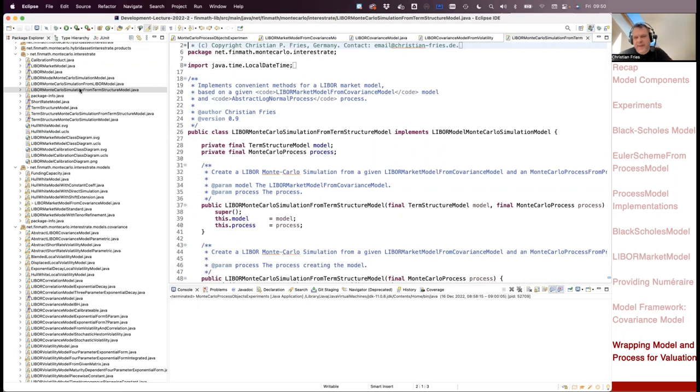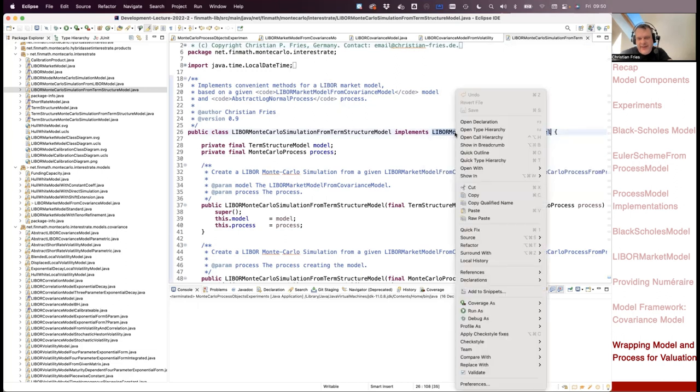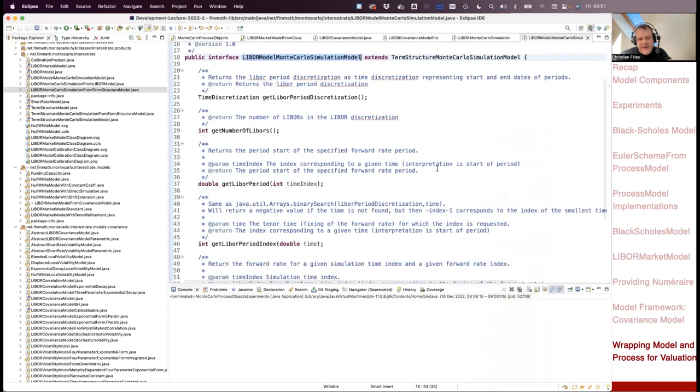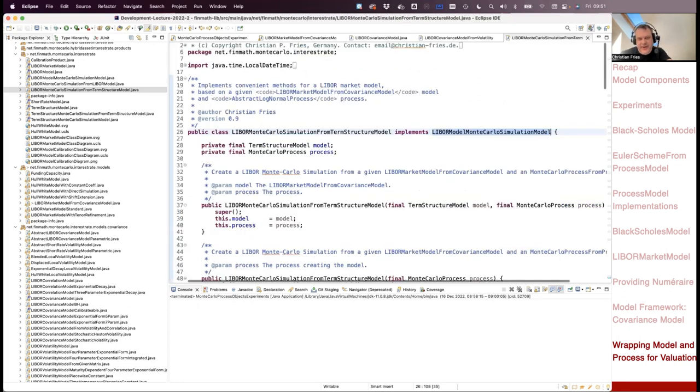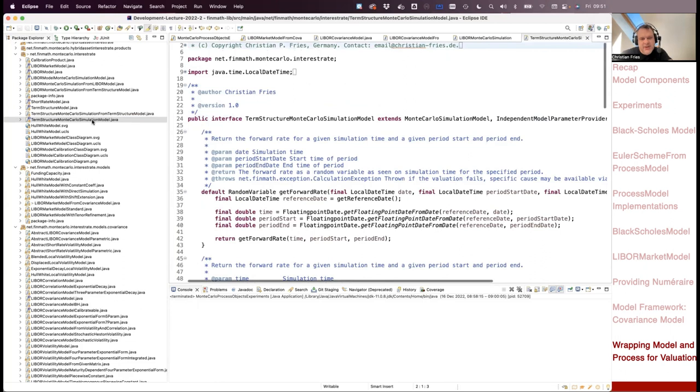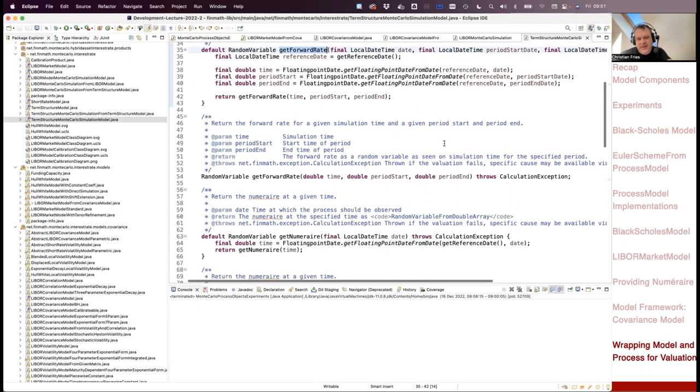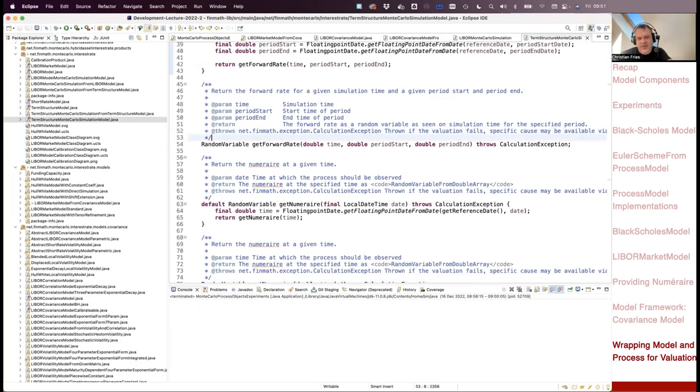So this class is taking the two and implementing our nice interface here, the interface that has some convenient methods for getting the time discretization and getting the forward rate, either here under the name get LIBOR, for historic reasons, or here just labeled get forward rate. So this is my interface, get forward rate.